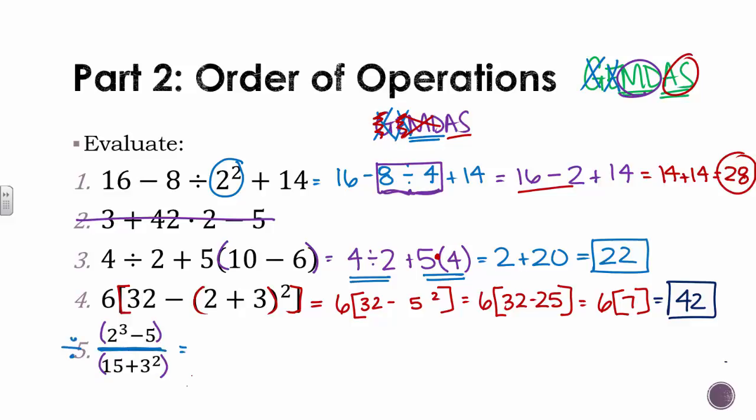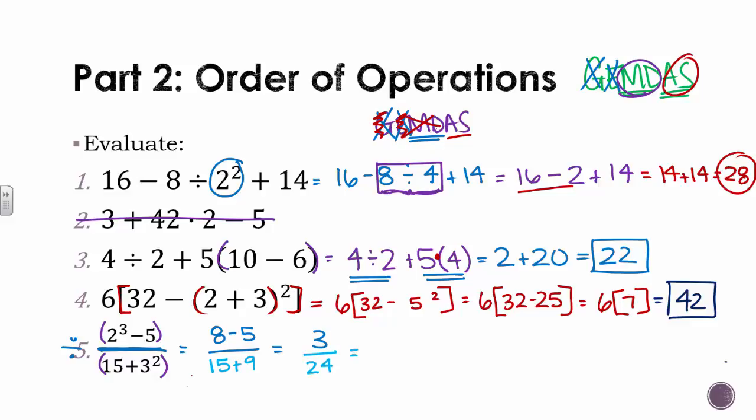So on the top, I don't have any grouping symbols, but I have an exponent. 2 to the 3rd power is 8. And then 8 minus 5 is 3. So now my top is as simple as possible. I'm going to do the same thing with the bottom. 15 plus 9. And then 15 plus 9 will give me 24.